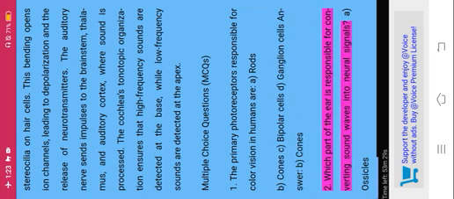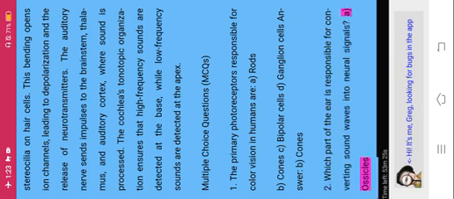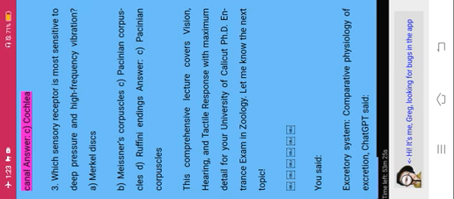2. Which part of the ear is responsible for converting sound waves into neural signals? A. Ossicles. B. Tympanic membrane. C. Cochlea. D. Auditory canal. Answer: C. Cochlea.